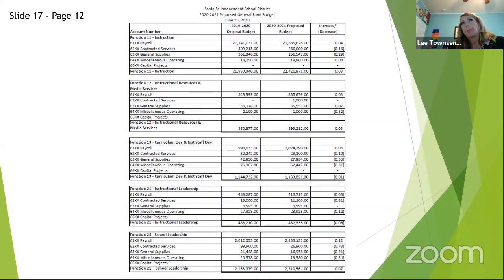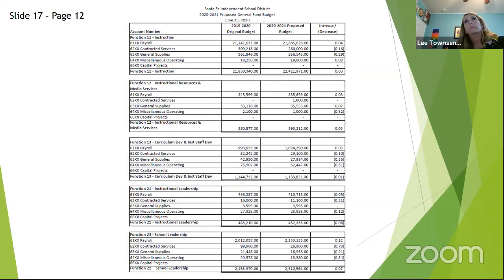Slide 17 reflects each function broken down by the object code. This system is used by the state of Texas, so all Texas school districts can be compared to each other financially through the data collection process known as TSDS and better known as PEIMS. Function 11 is our instructional function. The first row is 61XX for payroll staff salaries. This would account for everyone working with students, such as teachers or paraprofessionals. Notice that increase also includes other things that they may need, such as tutorials or extra duty or stipends. So there's a lot in that function 11, 6100.